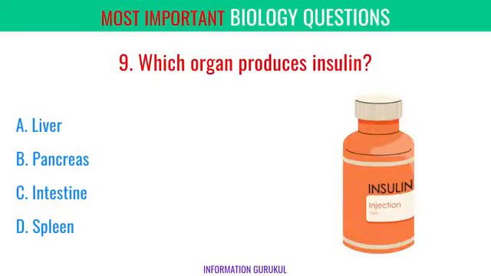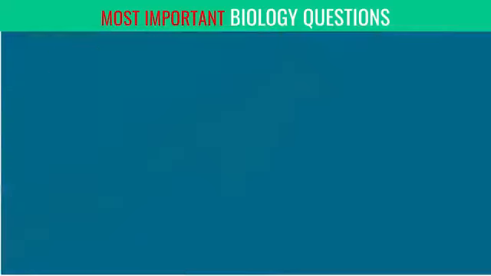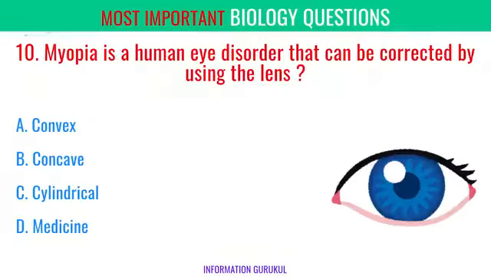Which organ produces insulin? Pancreas. Myopia is a human eye disorder that can be corrected by using the lens. Concave lens. The term used to explain being short-sightedness is myopia.